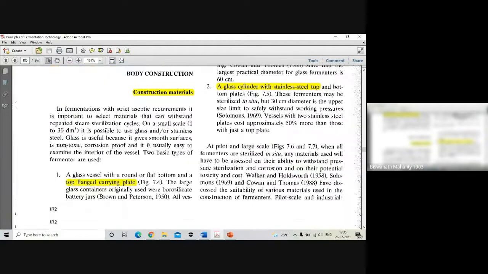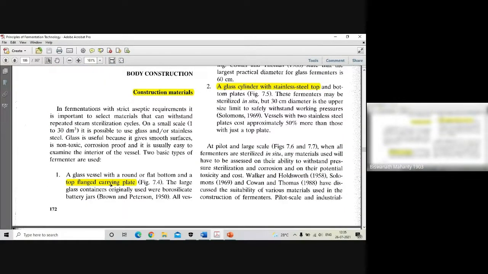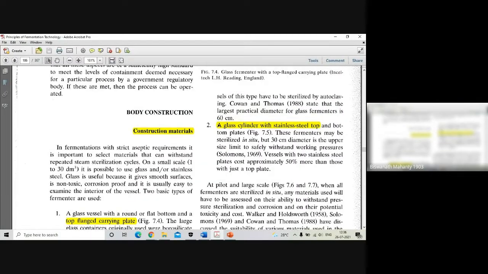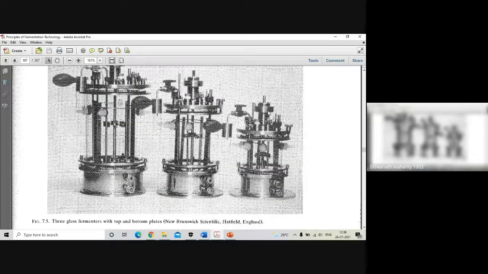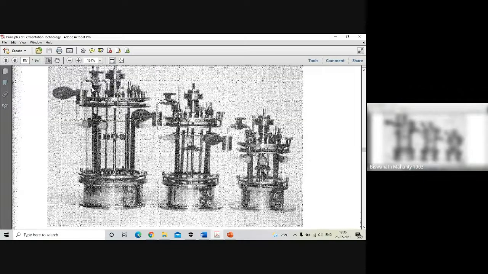Body construction I already told, so you need not, you understand, top lens carrying plate, so glass plus metal, or I can have a completely metal stainless steel vessel also possible. So normally, you see some diagram you can study. This is both top and bottom metal plates. This is used for heating and cooling also, some metal framework. These kinds of reactors are not so cheap, but we can have a completely glass vessel, a cheaper version available. Top plate is mostly a metallic plate.